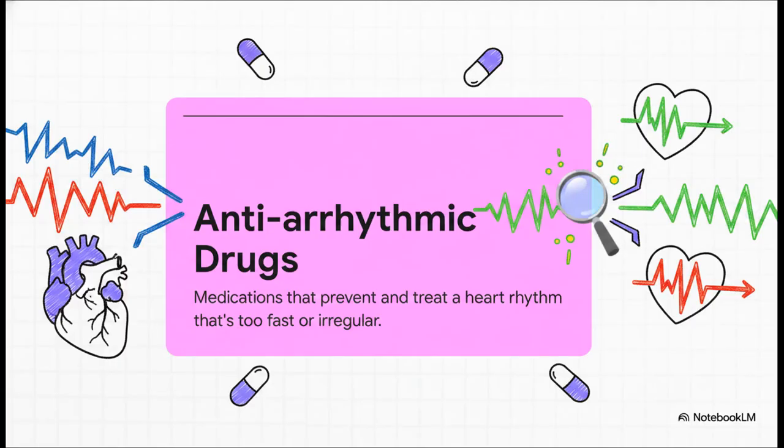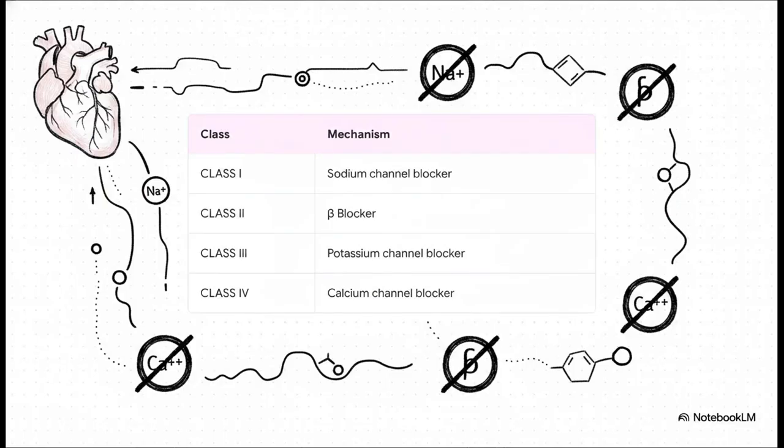And this is where antiarrhythmic drugs step in. Their whole job is to act like a conductor for an orchestra, getting those electrical signals back in sync and restoring a nice, normal rhythm. So, chemists have come up with 4 main strategies to do this. Each class of drug targets a different part of the process.